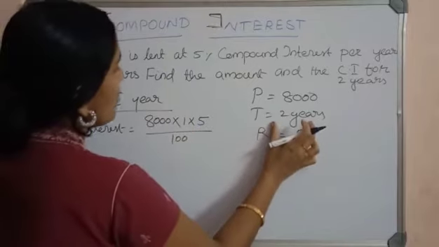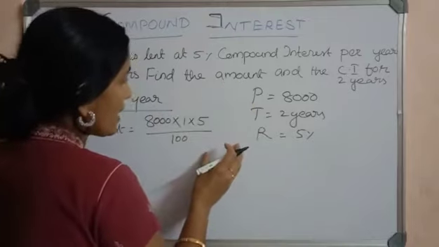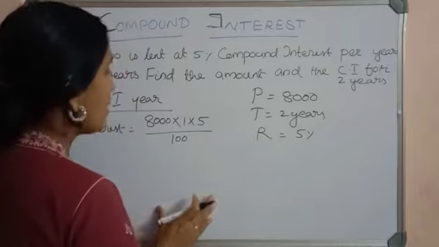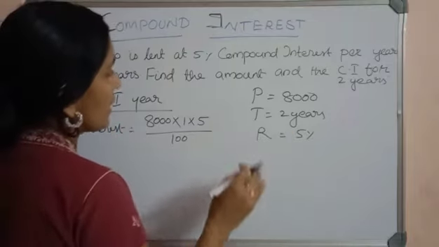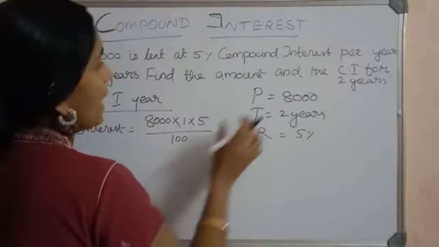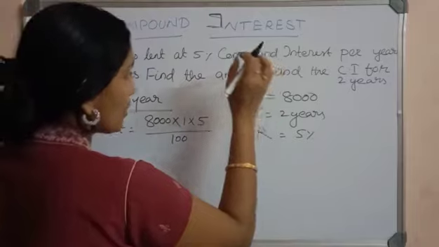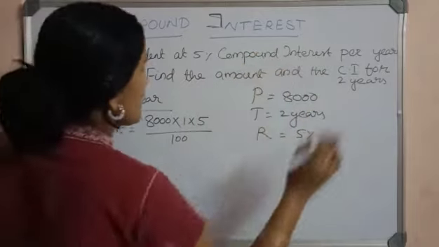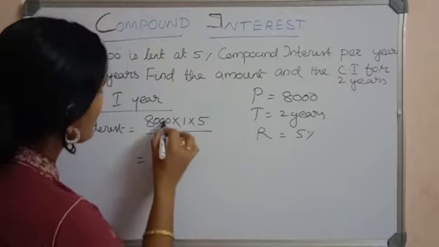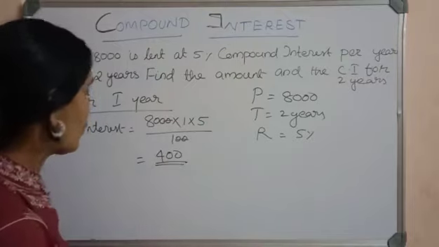Here the total period of time is 2 years. Since we are finding the compound interest, as I have told you, we need to find the interest for each year, and that will be added with the principal to get the next year's principal. So we have to do it yearly, since the interest is compounded, or calculated, per year. So first let's find the interest for the first year, and that is the same as 400 rupees. So the interest for the first year is 400.